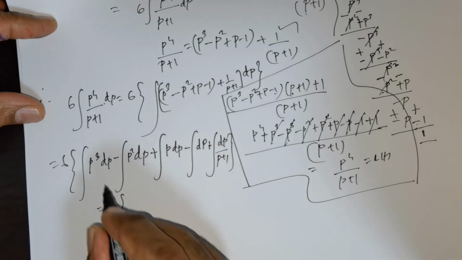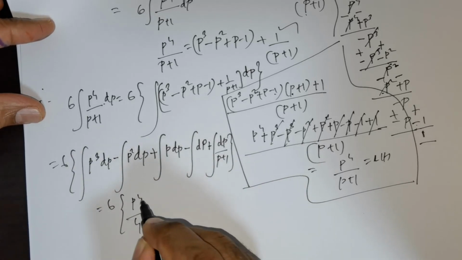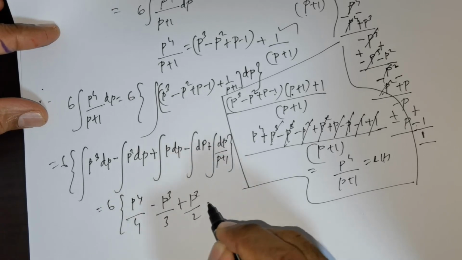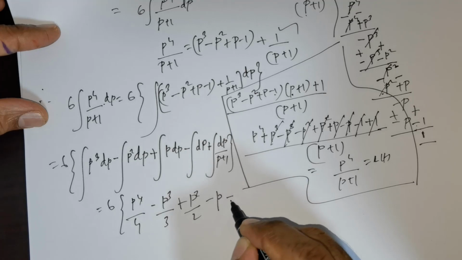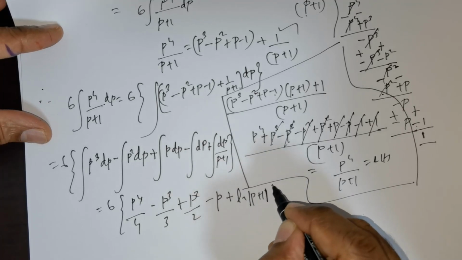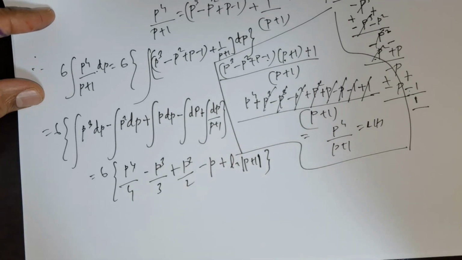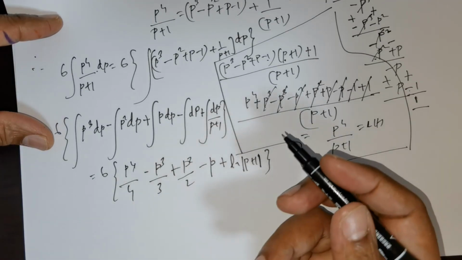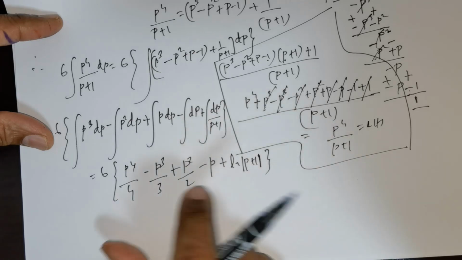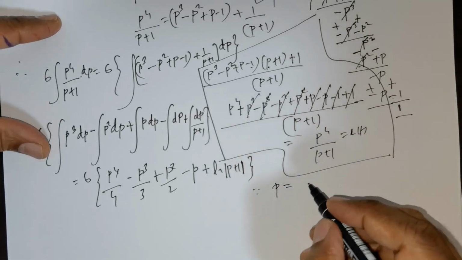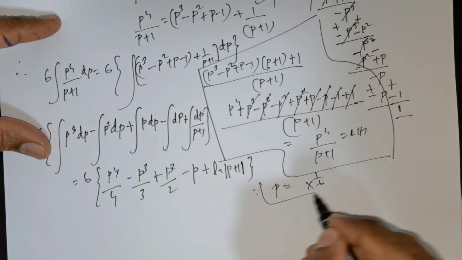Now this is going to be p raised to the power of 4 divided by 4, negative p cubed divided by 3, p squared divided by 2, negative p, and positive ln of p plus 1. Okay, now you can simplify this, rewrite it, or make the substitution. Now what is the value of p? p is equal to x raised to the power of 1 over 6.